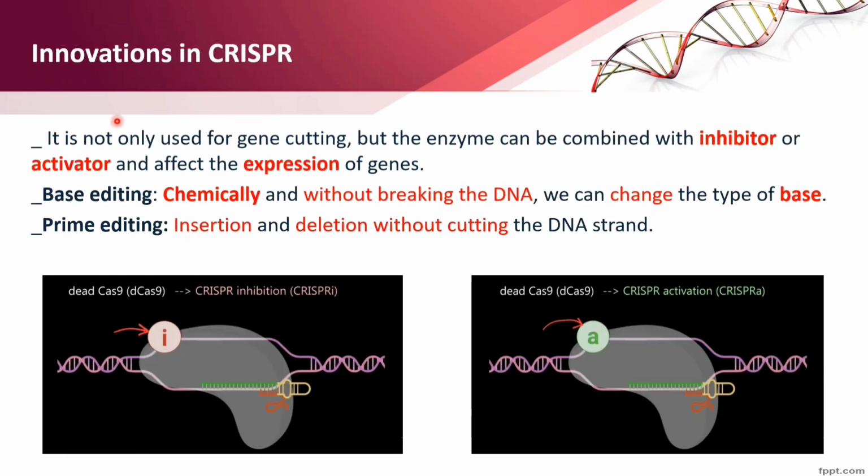Innovations in CRISPR. It is not only used for gene cutting, but the enzyme can be combined with an inhibitor or activator and affect the expression of genes. Base editing. Chemically and without breaking the DNA, we can change the type of base. Prime editing. Insertion and deletion without cutting the DNA strand.